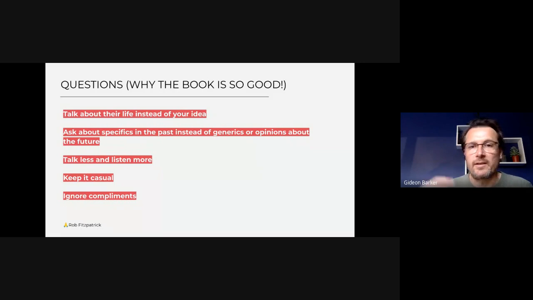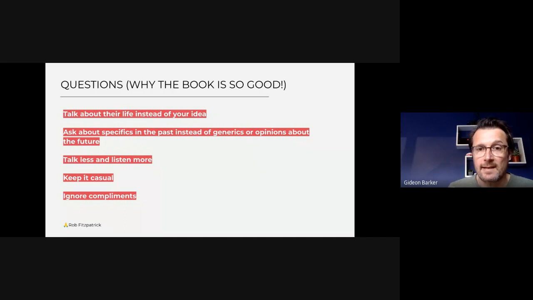Don't ask them, what do you think you might do next year, or where do you think you might go on holiday next year. You're not going to get particularly good data from that, because you're asking questions that people are going to find difficult to answer truthfully. Talk less and listen more.